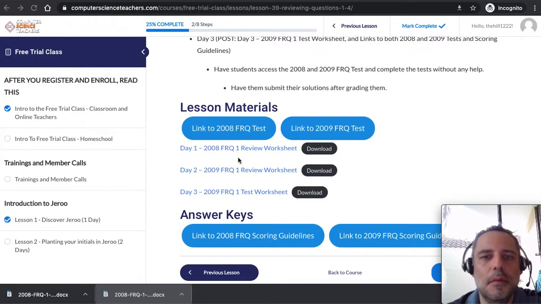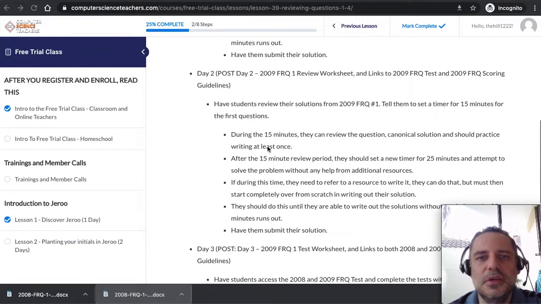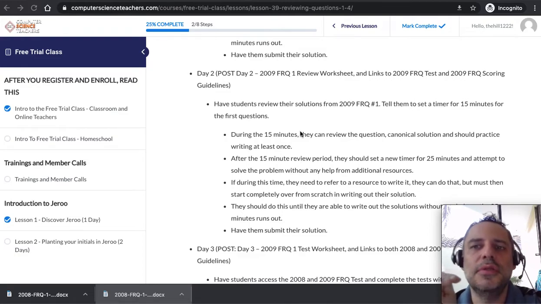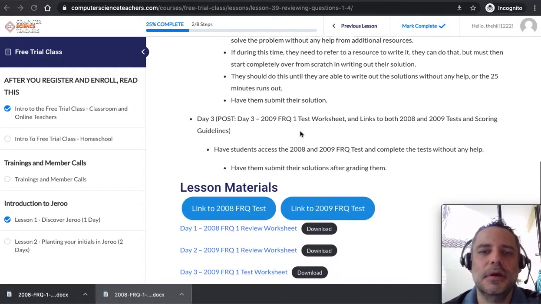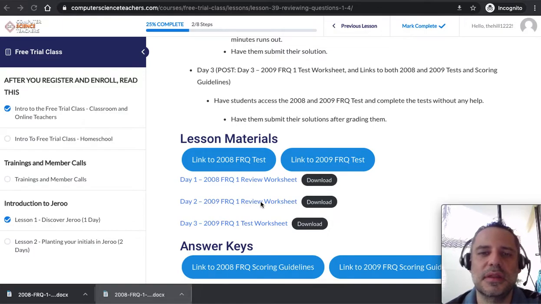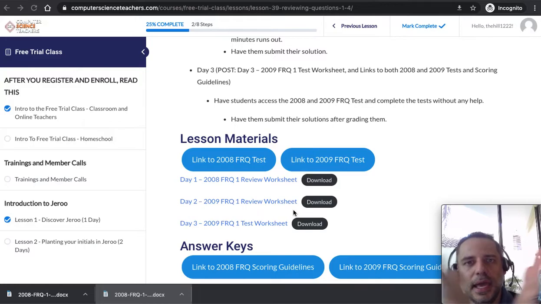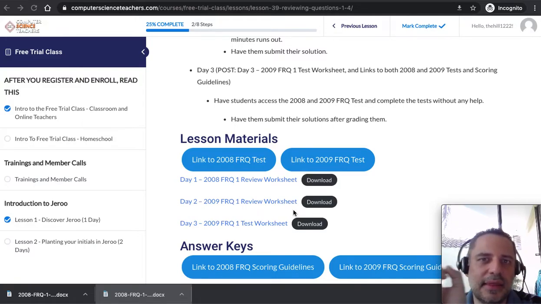Okay, day 2. Day 2 is they're going to do the same thing, but they're going to do it with the 2009 FRQ test. That's the second one we did in week 1. They're going to go in there and do the exact same pattern. Okay, 15 minutes to review it, 25 minutes trying to solve it. You upload this worksheet. They fill out the worksheet. They submit the worksheet to you. And so they've done that. That's day 1 and that's day 2.